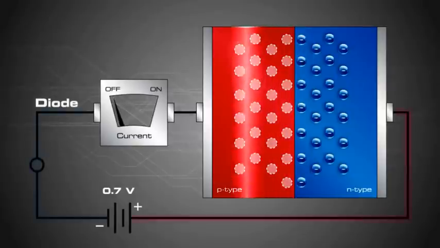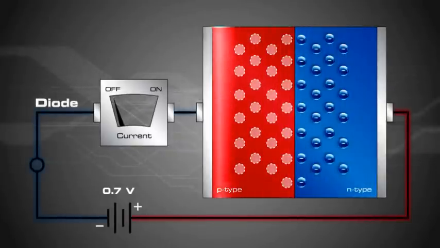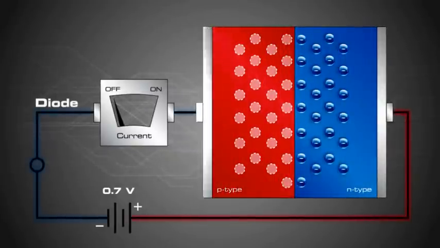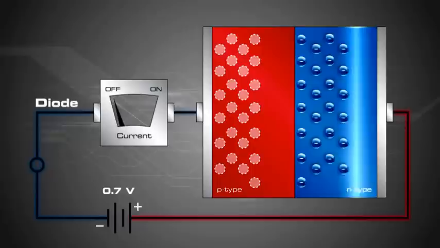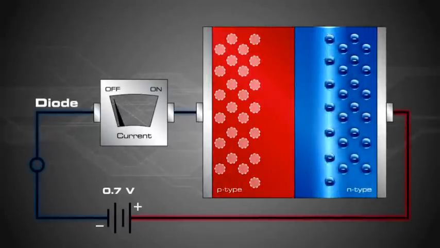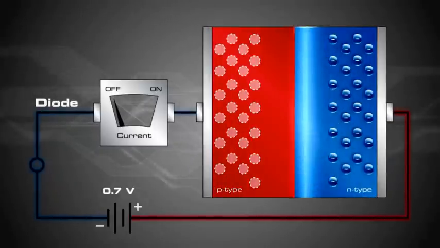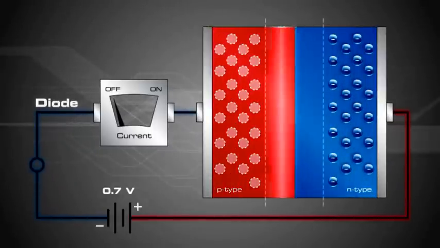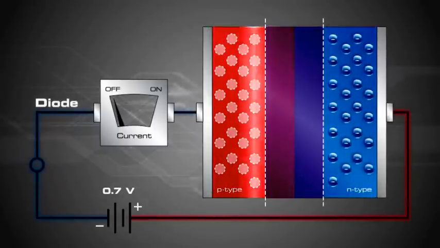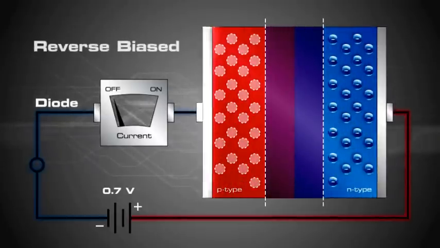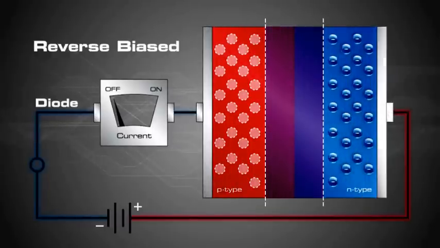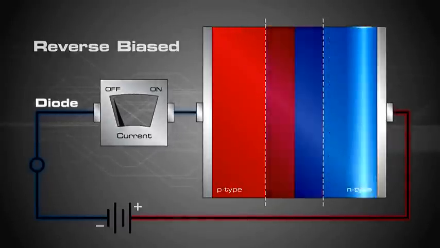In this example, the battery is connected so the negative terminal of the battery connects to the p-type silicon and the positive terminal of the battery connects to the n-type silicon. The negative terminal attracts the positive holes in the p-type silicon and the positive terminal of the battery attracts the free electrons in the n-type silicon. All the charge carriers are pulled away from the p-n junction, which essentially creates a larger depletion zone and no current flows. When a diode is arranged this way with a power supply, it is said to be reverse biased.